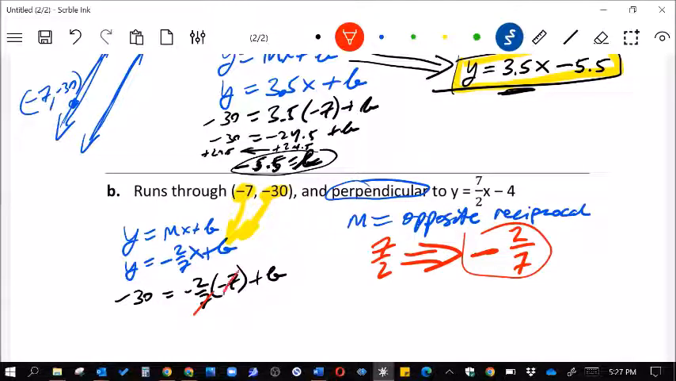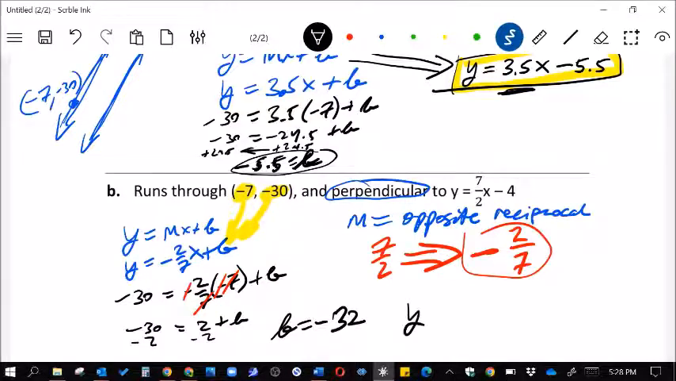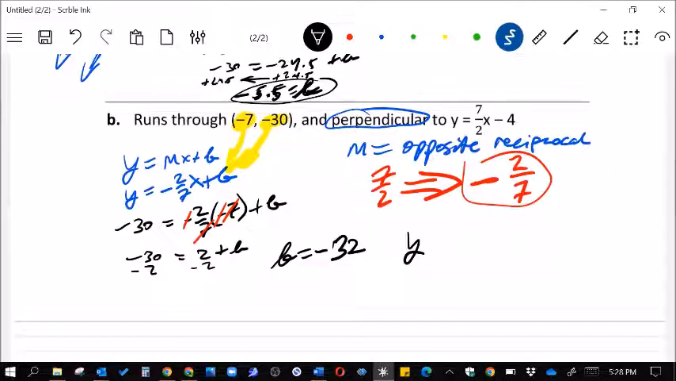Now we can solve this. Well, the 7's cancel out and the negatives will cancel out. So we have -30 equals 2 plus b. So if we subtract 2 from both sides, then b is equal to -32, which means we have an equation of y equals the new slope, x minus 32.